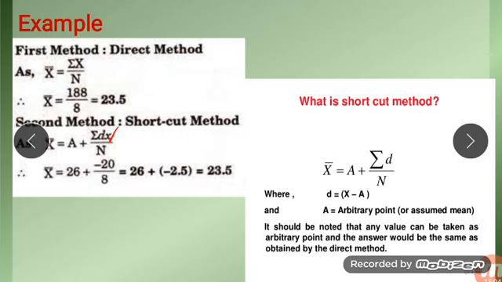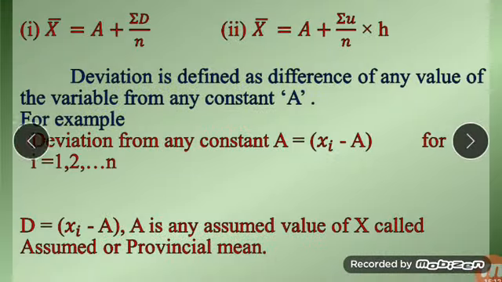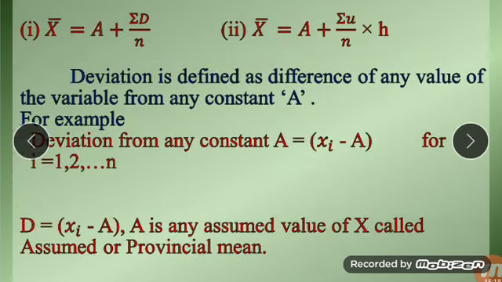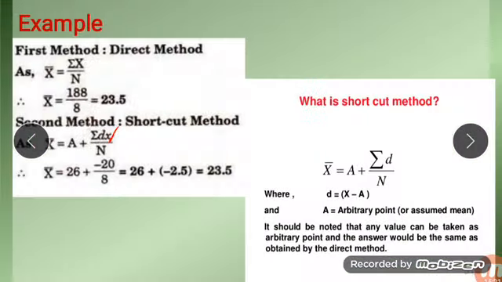The only purpose of using the second method is just to make the calculation simple, or as already discussed, to simplify the computation of the mean in the absence of a calculator or statistical software, but we will get the same answers. Here we have some more explanation of this shortcut method: deviation is equal to x minus a. Here is the formula. It should be noted that any value can be taken as the assumed mean. It's known as an arbitrary point as well, and the answer would be the same as obtained by the direct method.